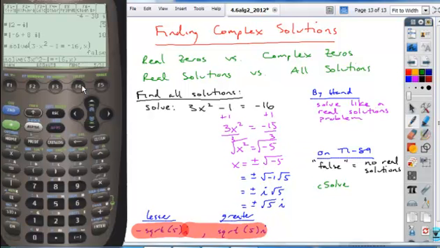So all you need to do is move your cursor to the very front, enter a C in front of solve. That tells you, what do you think it stands for? Yeah, the complex solution. So we're looking to solve it in the complex number system. Hit enter, and now we confirm what we wrote here. Negative square root of 5i and positive square root of 5i. And those would be your two solutions.